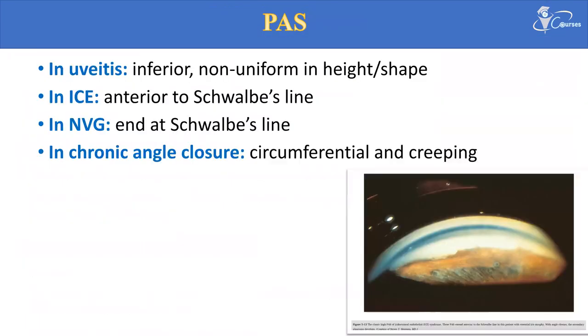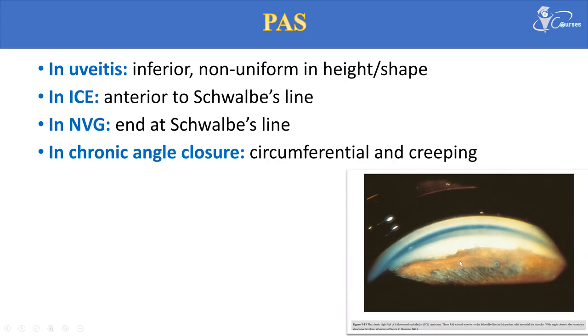So speaking about peripheral anterior synechiae, they have certain characteristics which will help in diagnosis. For uveitis, it will be inferior, non-uniform in height or shape. In ICE syndrome, it will be anterior to the Schwalbe's line, as we mentioned. In neovascular glaucoma, it will end at the Schwalbe's line, as we mentioned. In chronic angle closure, it will be circumferential and creeping also, as we mentioned.